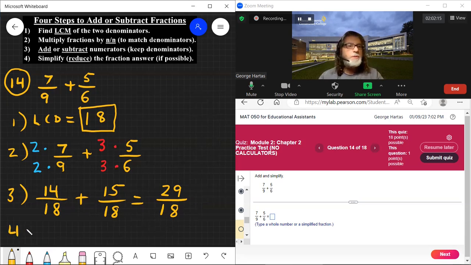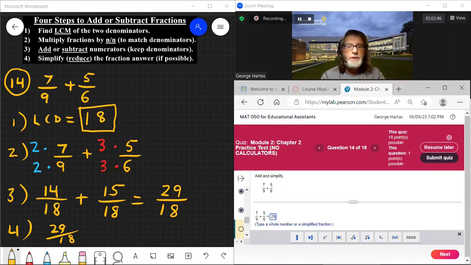Step 4 says reduce if possible. Now, here's a good example where knowing your prime numbers can help out. 29 is a prime number. It will not break down, so therefore it will not reduce. So this will be our answer right here: 29 over 18.